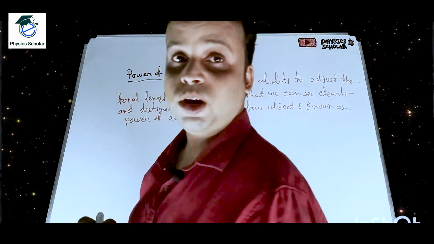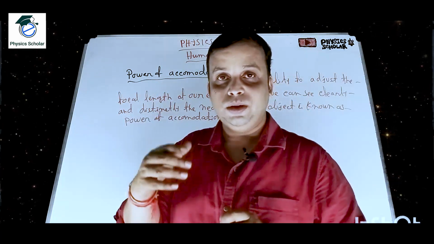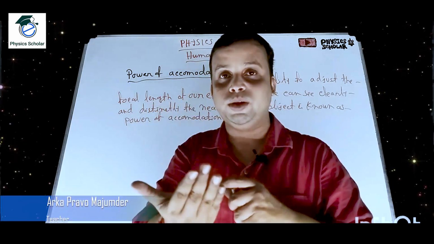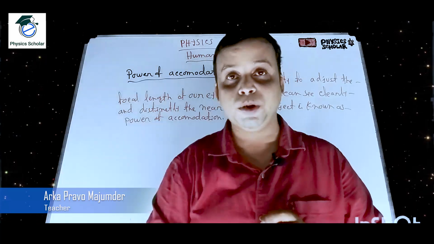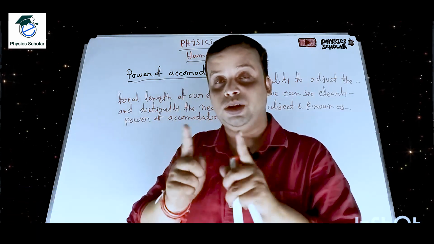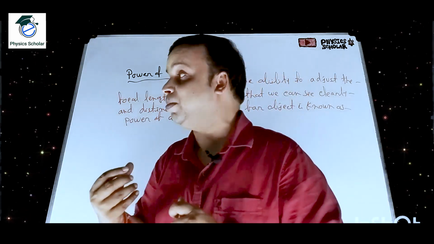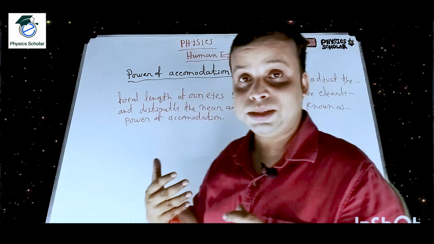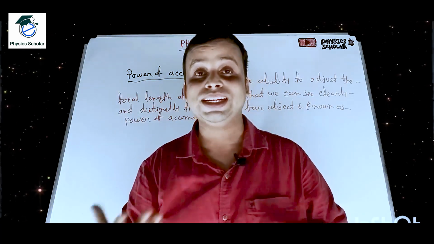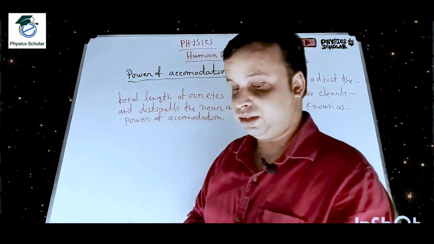So what is power of accommodation? The ability to readjust the focal length based on the position of the object, whether it is situated near to our eye or far from our eye. The focal length of the eye lens will automatically be adjusted by the contraction or expansion of the ciliary muscles, so that we can see the nearby object or the far object very prominently and distinctly, meaning clearly. That is known as the power of accommodation.